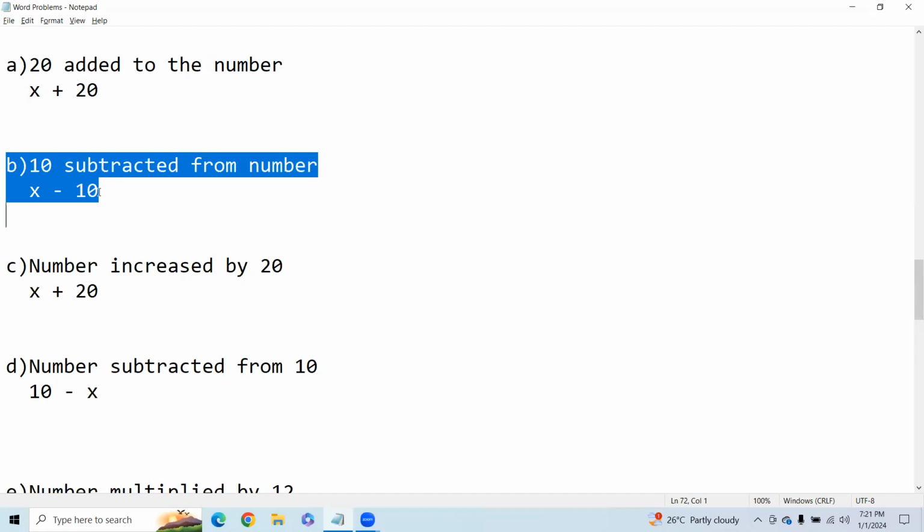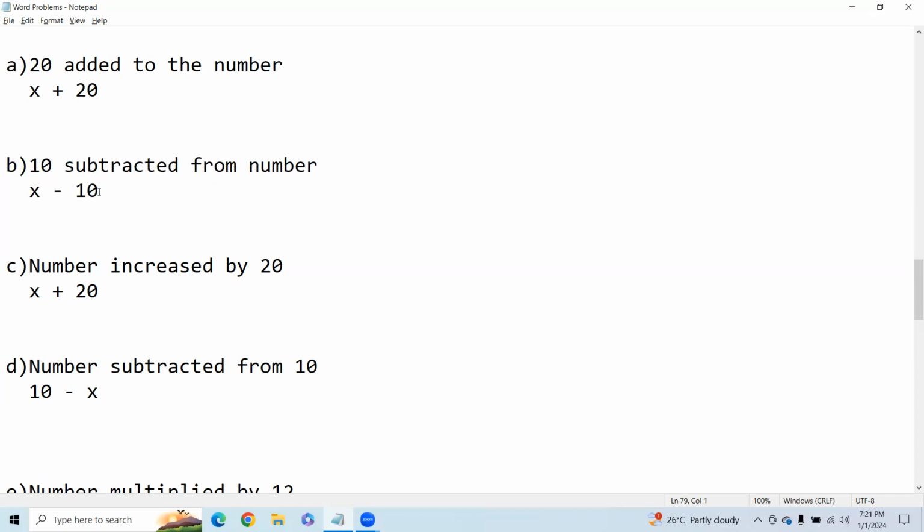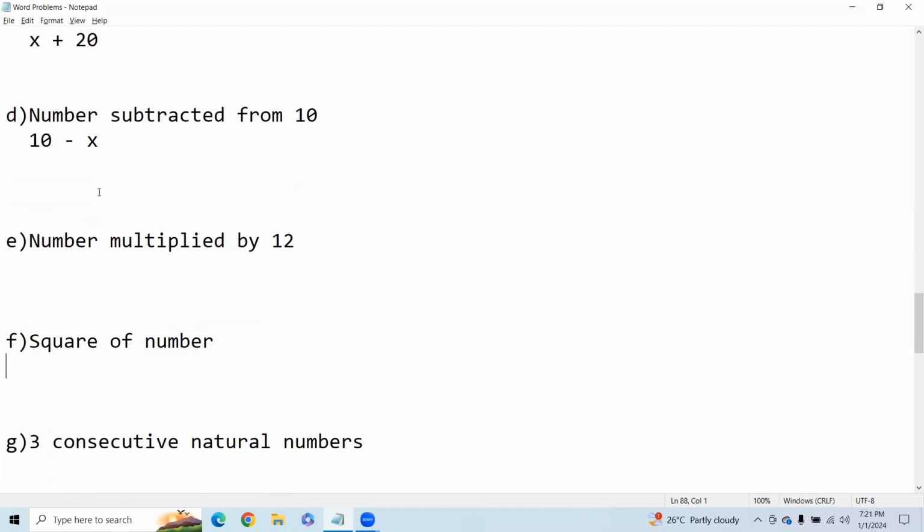Whenever you get subtraction or division, if your sequence is interchanged, it is definitely going to change your answer. So be careful while converting this statement into equation. Now let's see the next one.